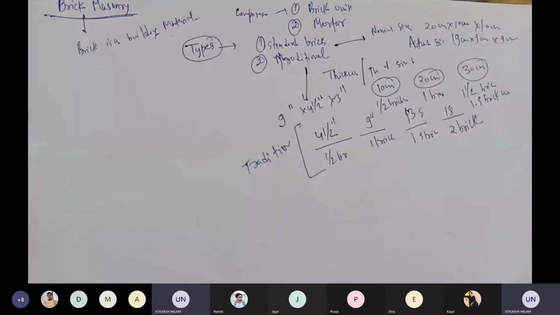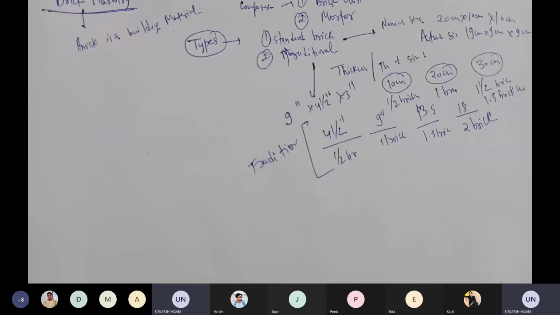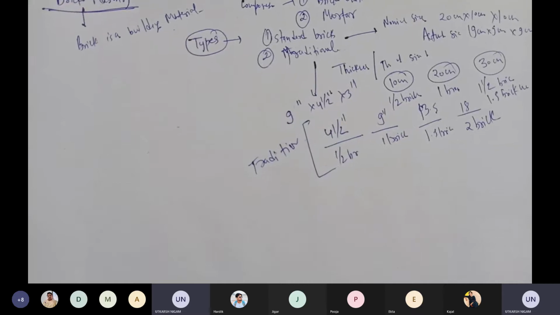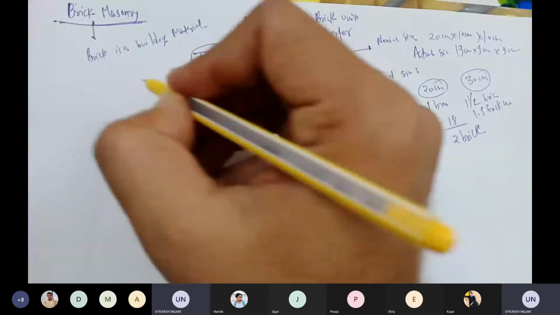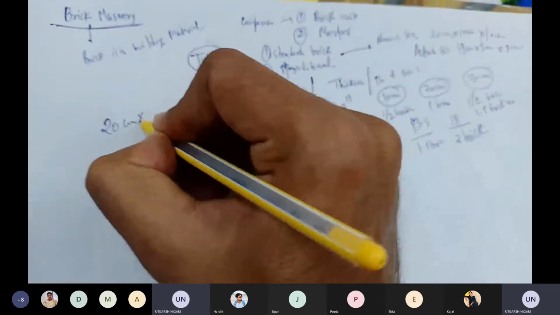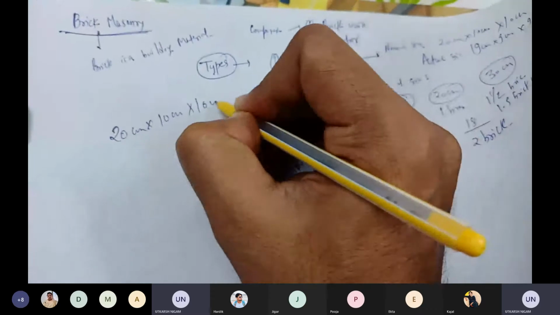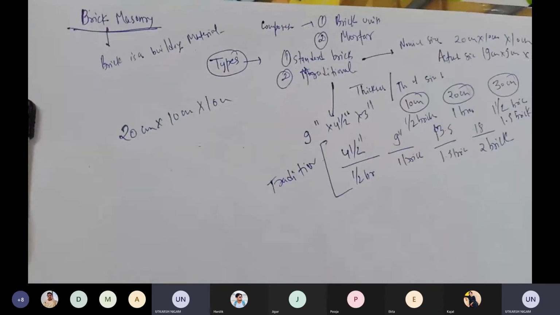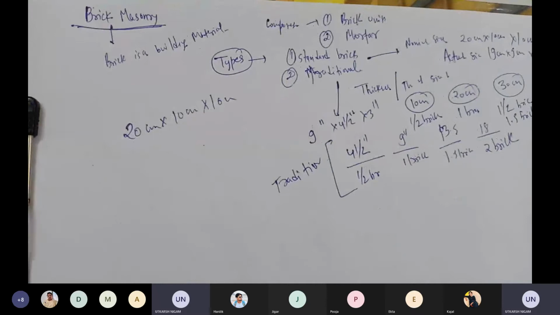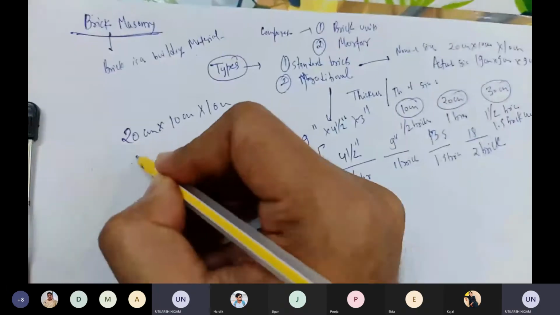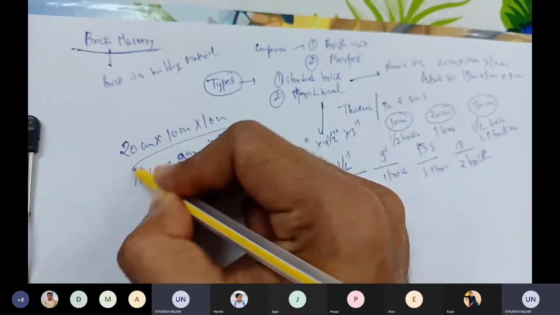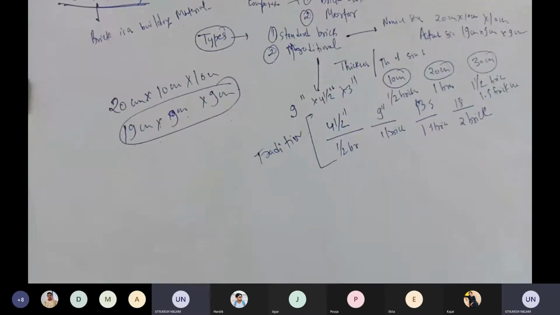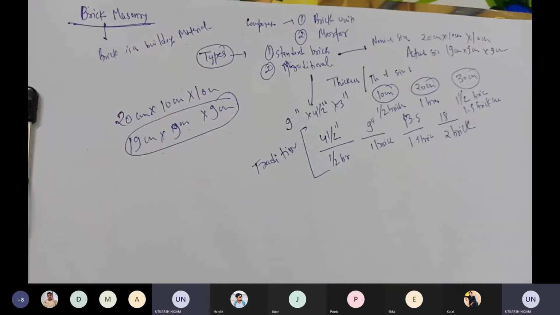So don't get confused. In the traditional system, we have 4 and 4.5 inch as the half brick, and in the standard system we have 10 centimeter as the standard size. So we will deal with only this 20 centimeter by 10 centimeter by 10 centimeter. No need to worry about the nominal size, but the actual size of the brick without mortar is 19 by 9 by 9 centimeters. That is one of the important things to be seen here.